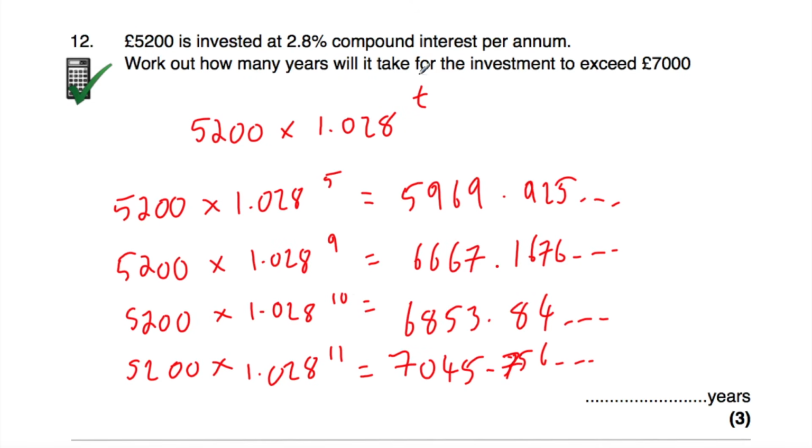So the question is, how many years will it take for the investment to exceed £7,000? Well, after 11 years, the value of the investment will exceed £7,000. And that's it.